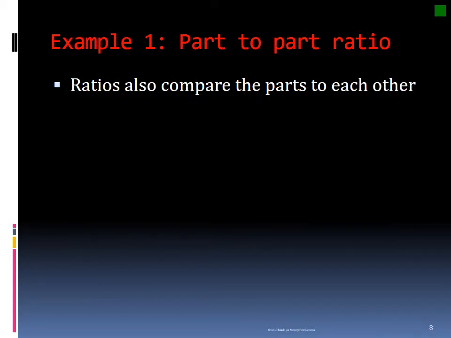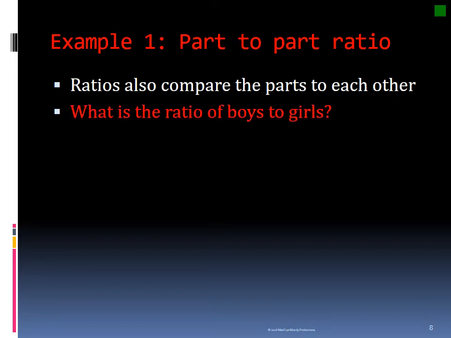Now let's look at a different type of ratio, which is part to part. Ratios can compare the parts to each other. This is often useful if you have more than one part or more than two parts. So you could look at the different parts compared to each other.